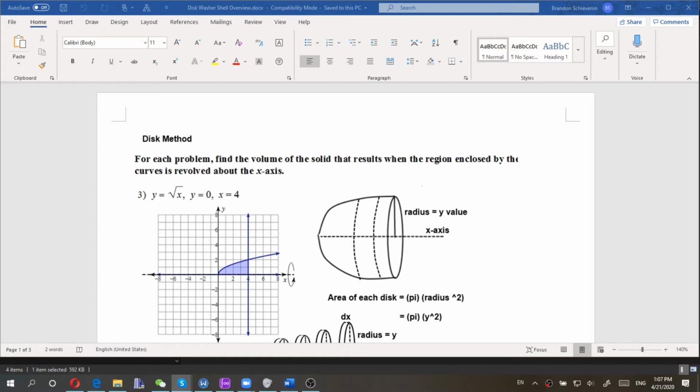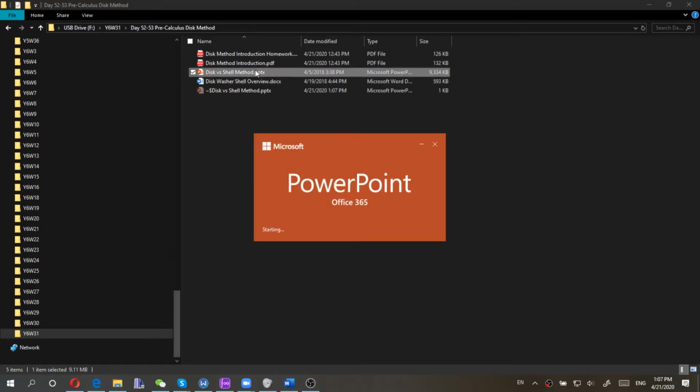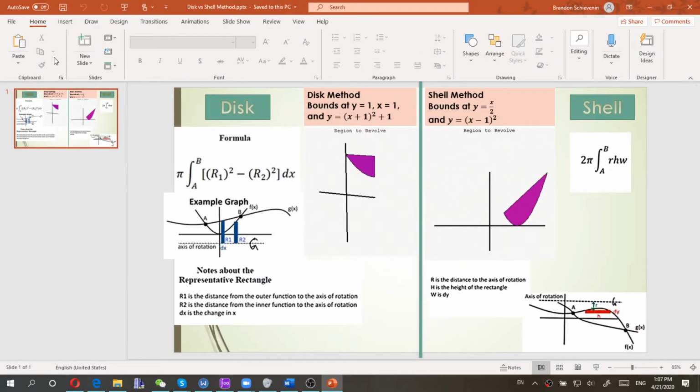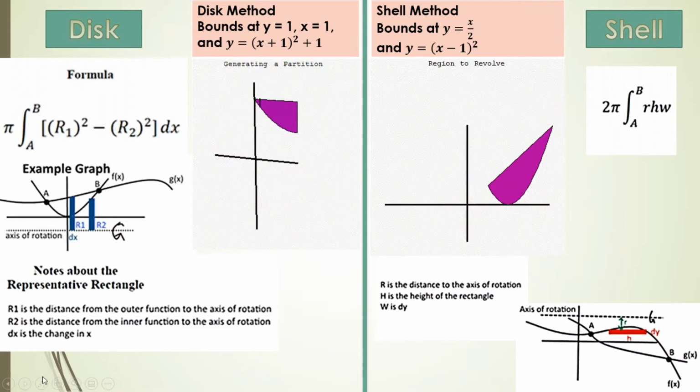Thanks. Okay, so I'm going to go through what's called the disk method. This is another way of creating three-dimensional shapes using volume. So let me do a video representation before I get started. I don't want you to worry about the shell method on the right-hand side. I'm just going to focus on the disk method on the left-hand side. So what we're doing with this disk method.